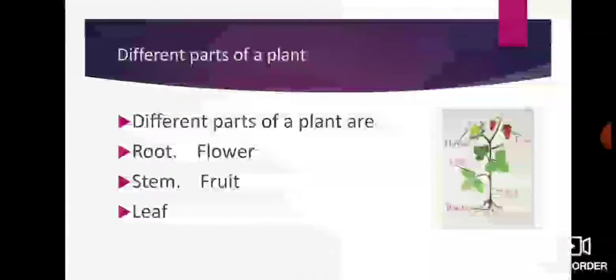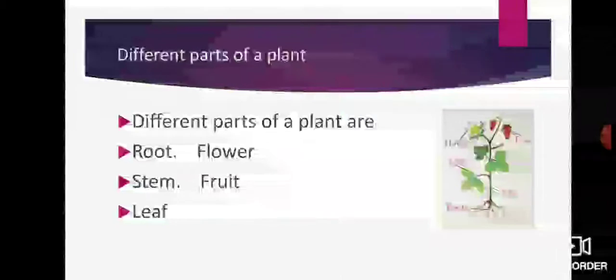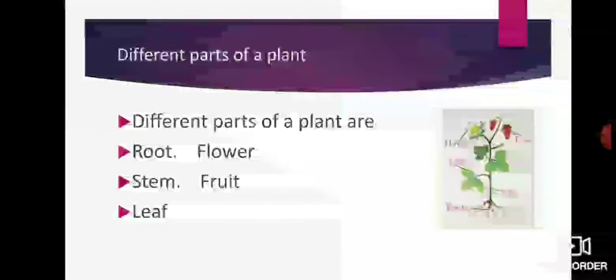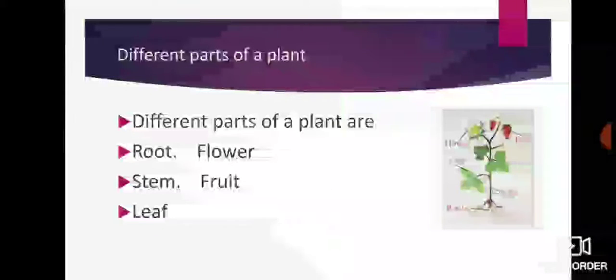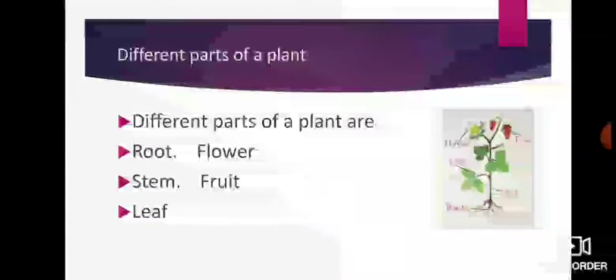Understand? Now here you can see the green color structure. These are leaves. Leaves are green in color. Why? Because they contain chlorophyll. And what is the function of leaves? Leaves are the food factory of the plant. Why? Because leaves make food for the plant. Because they are green in color, they contain chlorophyll. That's why they can make food for the plant.